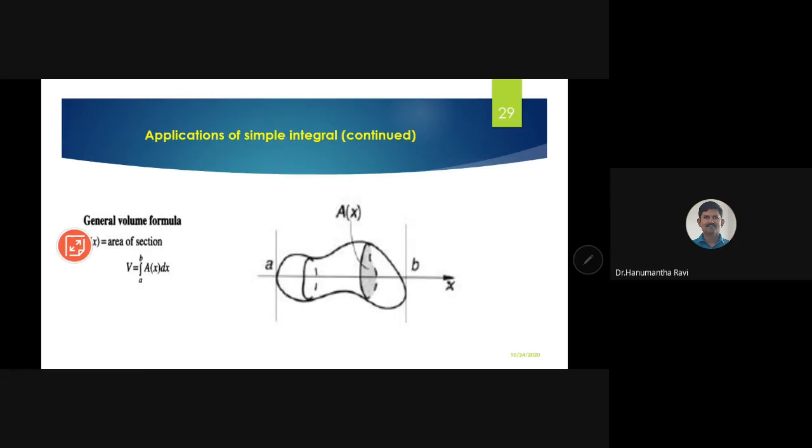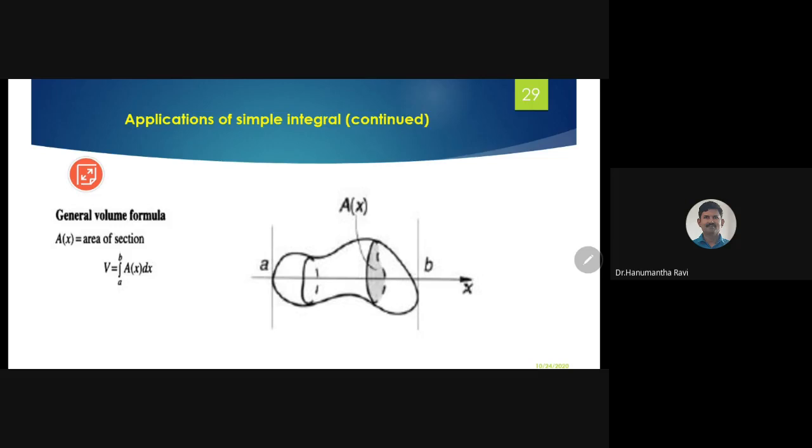When it comes to applications of the simple integral, that is the single integral, the volume formula is here. You have a function y equals f of x that we are talking about, and a curve given by A of x. When you are rotating it about the x-axis, the volume comes like that. That is what it says.